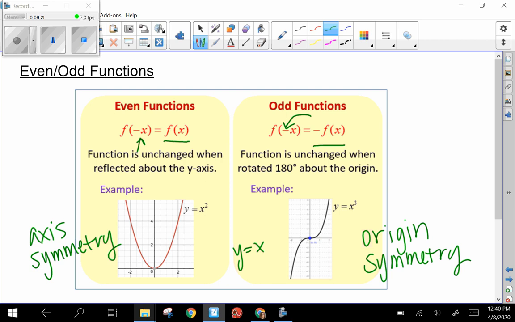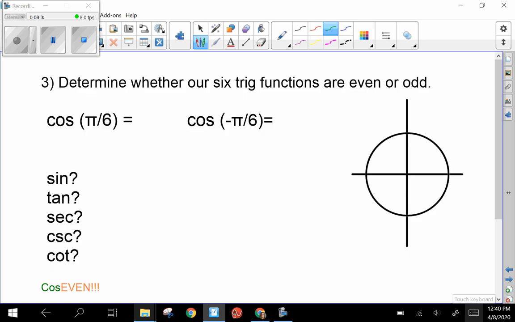There was, of course, our neither functions. I'm not going to spend time talking about that. That means if it's not either of these criteria, but that's really not going to come into play with our trig function, so I'm not going to spend time now talking about that. So let's see. We're going to determine whether our 6 trig functions are even or odd, and this can be a shortcut for you later on when you're comparing values.